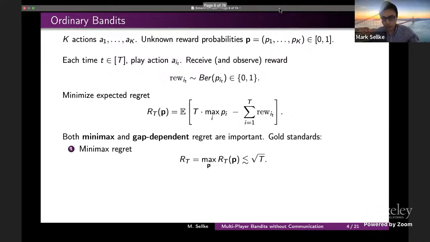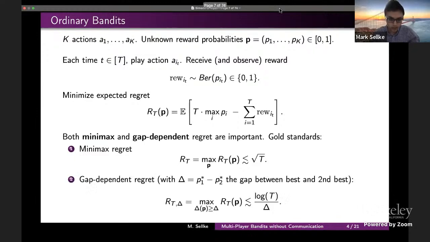And there's kind of two different types of regret bounds that one typically looks at. So the first main one that you'd look at is getting square root T regret. So here you don't care what the probability of reward for each arm is at all. In this bound, you just want square root T no matter what. And then maybe the second thing you'd look at is getting a gap dependent bound. So you want your regret to scale like log T over delta, where delta is the gap between the best and second best arm. Okay, so these are the things we'll be interested in looking at in a multiplayer setting.